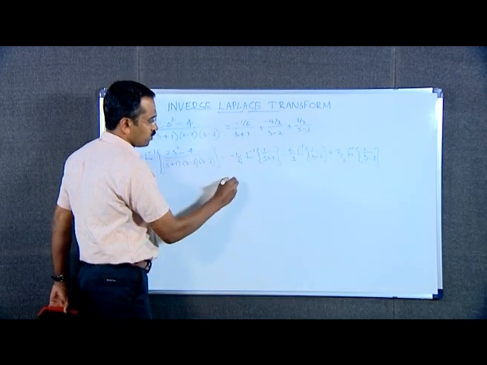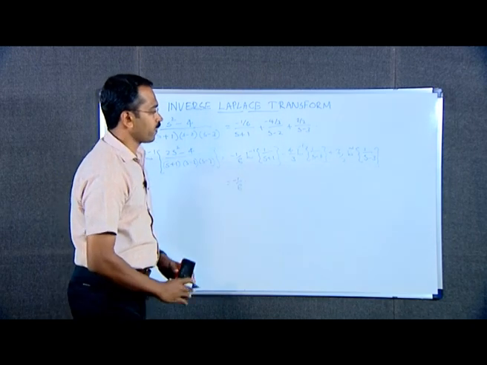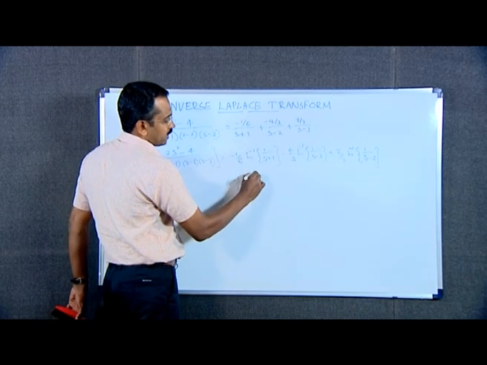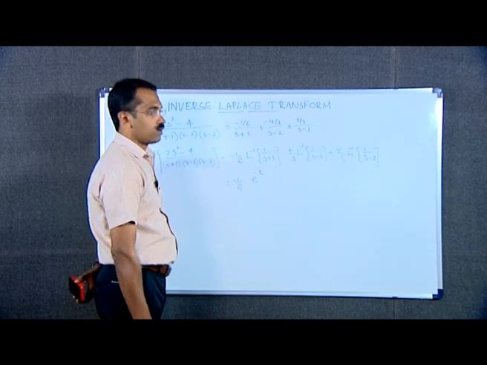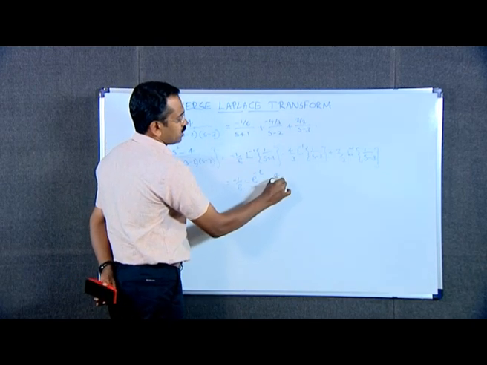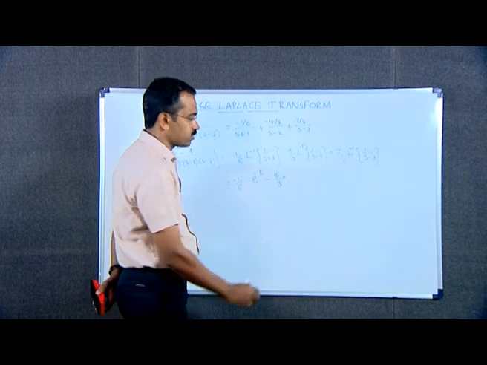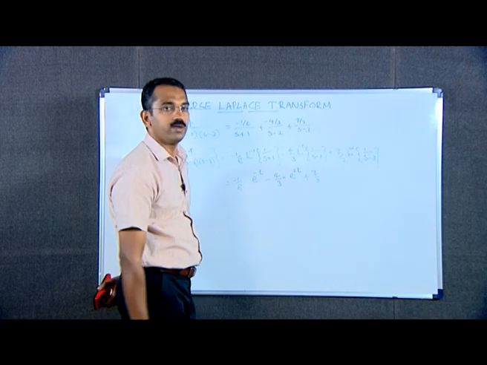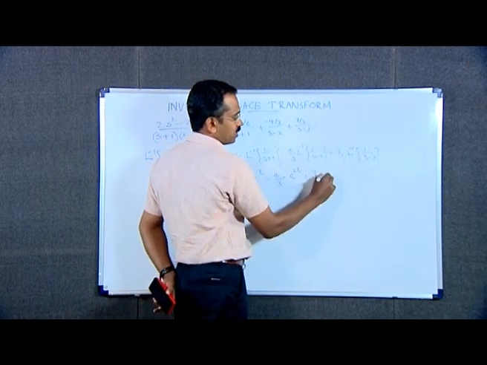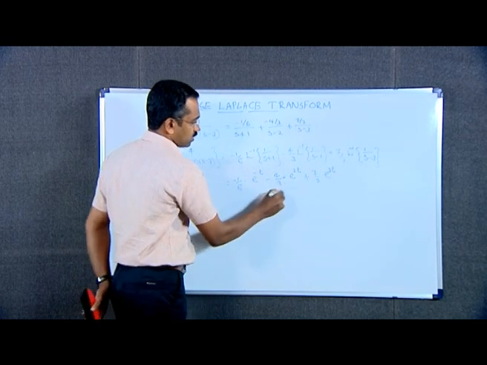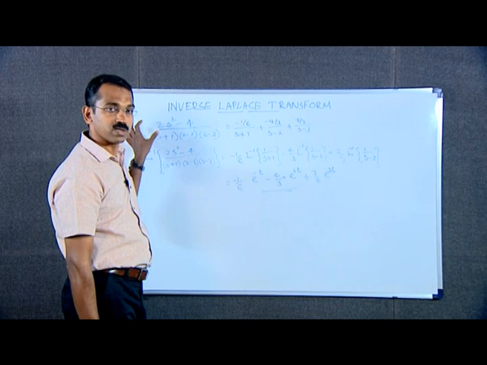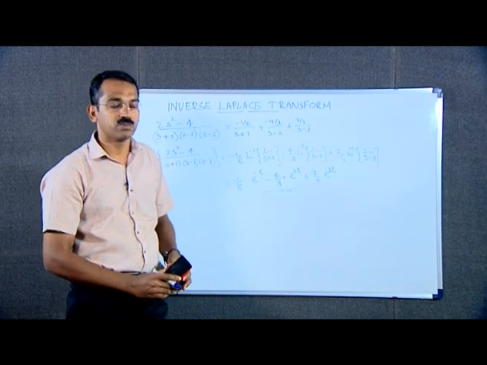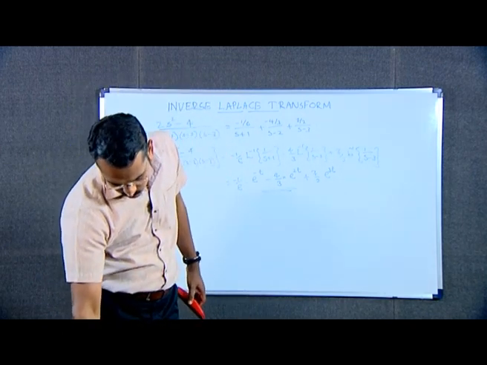which is equal to minus 1 by 6 into, L inverse of 1 by s plus 1 is e raised to minus t, minus 4 by 3 into, L inverse of 1 by s minus 2 is e raised to 2t, plus 7 by 2 into, L inverse of 1 by s minus 3 is e raised to 3t. This is the required inverse Laplace transform of the given function. Here we used the partial fraction method to find the inverses.